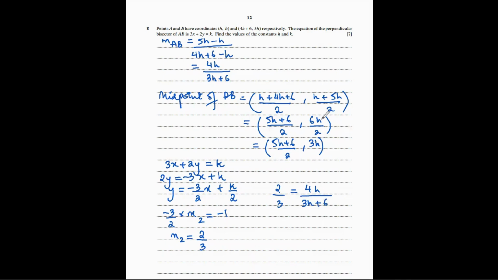You have to be very careful about this, because if you make this mistake of using the gradient given in the equation and not realize that both the lines are perpendicular, we're putting the gradient of AB equal to the gradient of the perpendicular bisector. That's incorrect. They're not the same. So you have to be very careful about this.